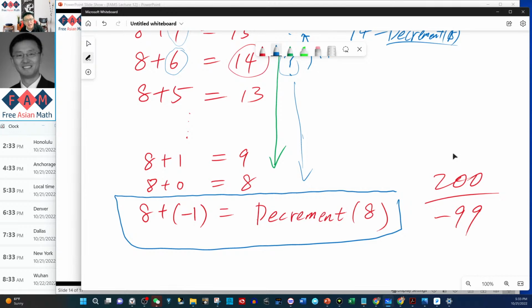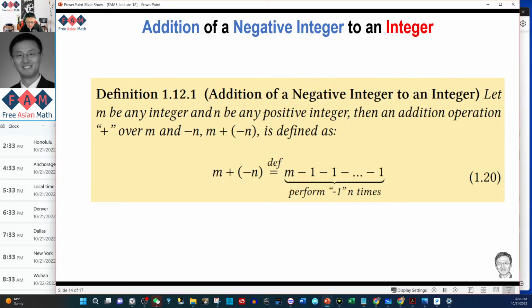And that's exactly what we are going to do for this definition. Okay? So, definition, addition of a negative integer. Now, it's not a natural number anymore. It's not a 0. It's not a positive integer. It's a negative integer added to an integer, any integer. So what is this definition?